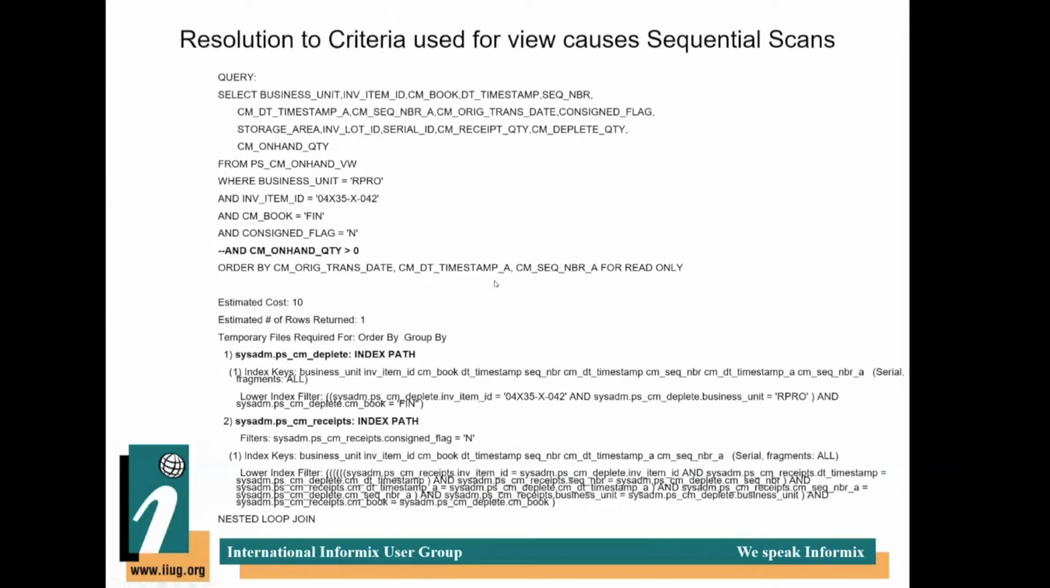Criteria used to select from views causing sequential scans. Again, here we're doing a select statement, and looking at the query, I thought, well, it should be using the index because there were indexes on these columns, business unit, item ID, and so forth. But it wasn't working. It kept giving sequential scans. So I dug into the query. What I like to do sometimes is start commenting out parts of the where clause until it actually comes back with a quicker time. So in this case, it worked out.